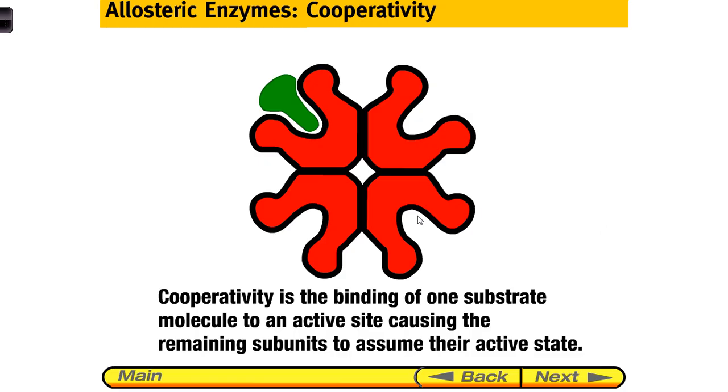And the reverse is actually true too. As you start to remove substrate from the active sites, it increases the likelihood that it will go into the inactive state. So as oxygen is offloaded from each subunit, it increases the chance that oxygen from the next one will be offloaded. In that way it ensures that hemoglobin is either packed full or unloaded. And that's what you want. In the lungs you want to pack it full of oxygen, and then out in the tissues you want to release all that oxygen. So cooperative binding is when the binding of one substrate molecule to the active site causes the remaining subunits to assume the active state or the active conformation, the active shape.